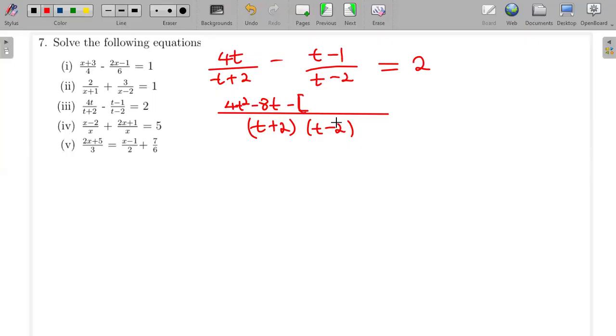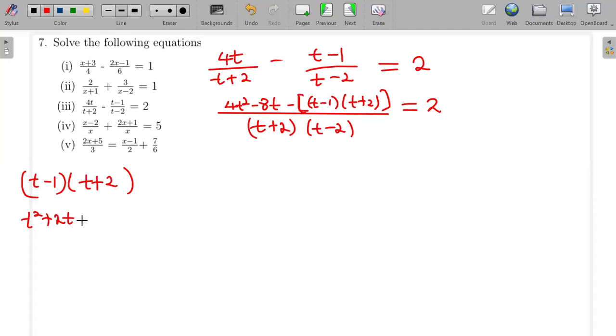So t minus 2 into here cancels out the t minus 2. I only remain with this, which will multiply whatever I have there. So it will be t minus 1 multiplied by t plus 2. So we have to expand whatever we have there. So t minus 1, t plus 2. Let's expand this: t squared plus 2t minus t minus 2. So this will be t squared plus t minus 2.